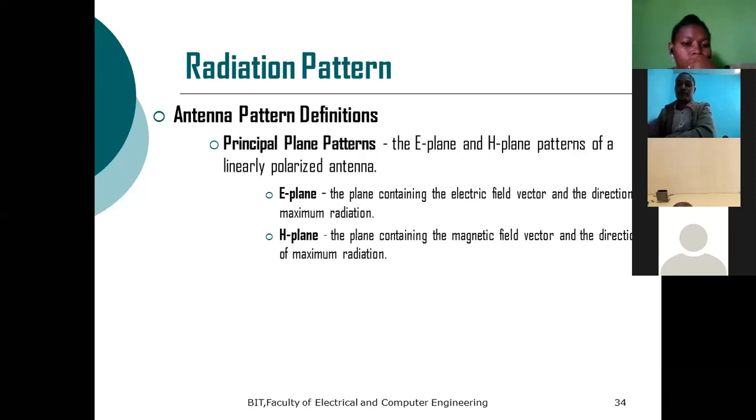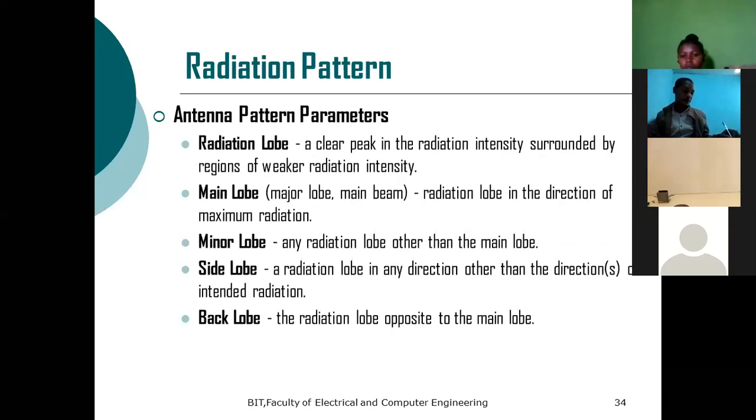So the E plane contains the electric field vector. The E plane contains the maximum radiation in this direction. The H plane is the plane which contains the magnetic field vector and the direction of maximum radiation of the H plane, the magnetic field. Actually, we can classify in either of the two, that means either E plane or H plane. Electromagnetic radiation basically exists in perpendicular.